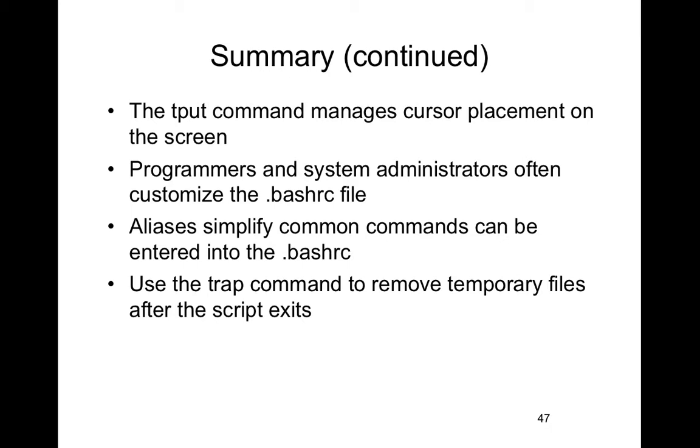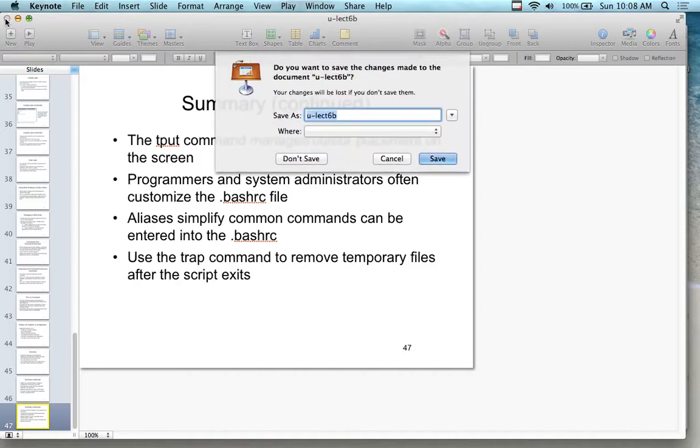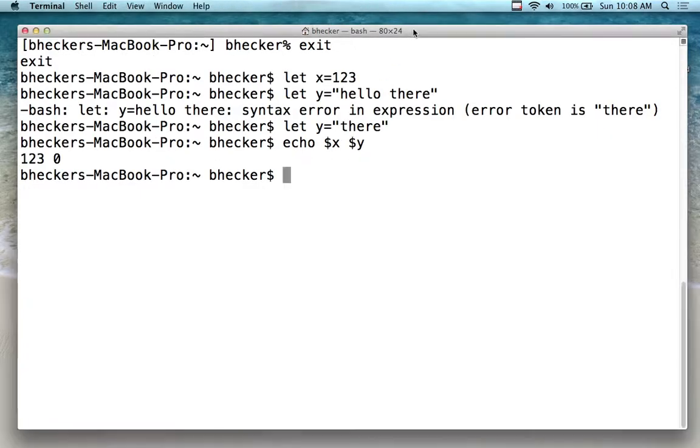And the programmers, generally administrators, change the .bashrc file when they want to customize their environment. That's used for different commands that they want to run, and aliases that they want to create for environment variables or for shell commands. And you can use trap to clean up files. So 6C actually has the implementation and the examples of these things. So we're going to go ahead and switch to 6C.